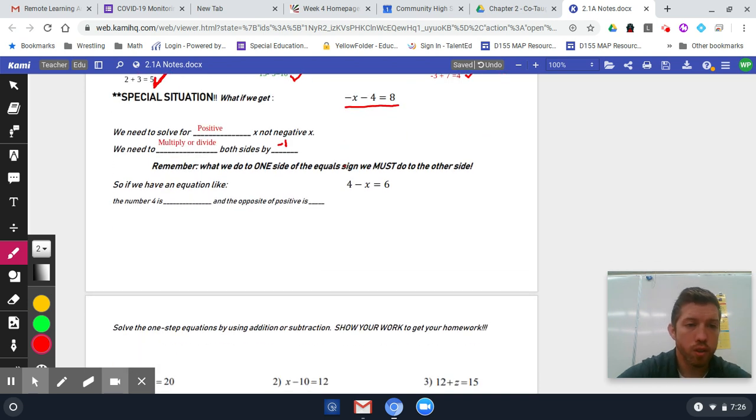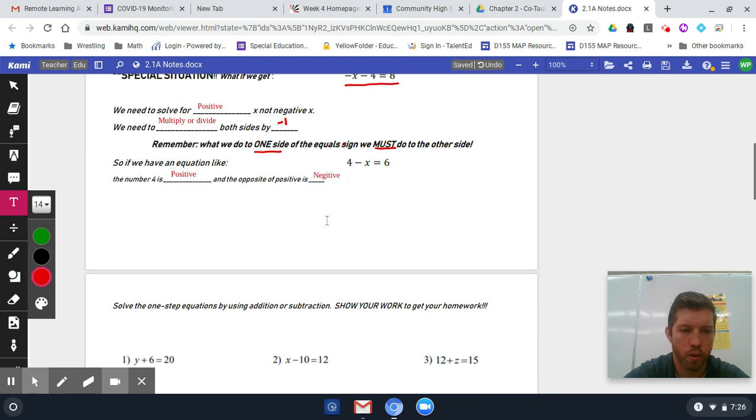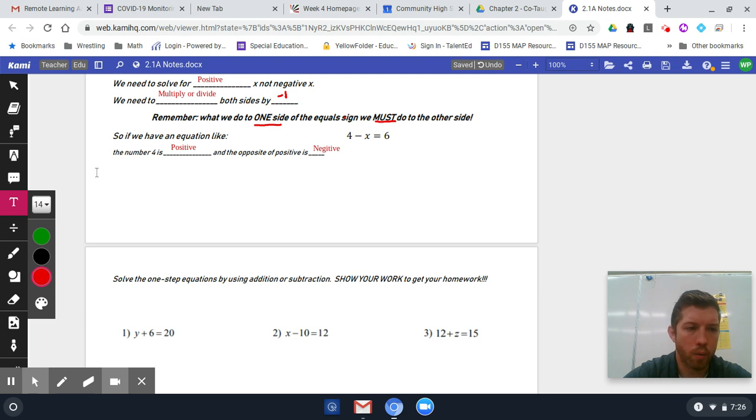So remember, what we do to one side, we must do to the other side. If we have an equation like this, 4 minus x equals 6, then the number 4 is positive, and the opposite of a positive is a negative. So how do we do that?